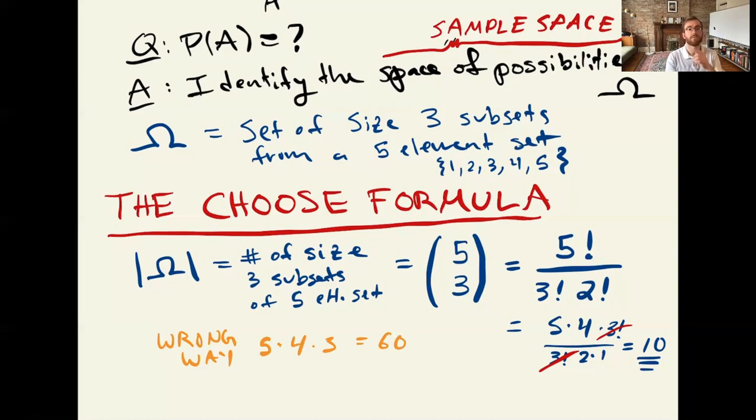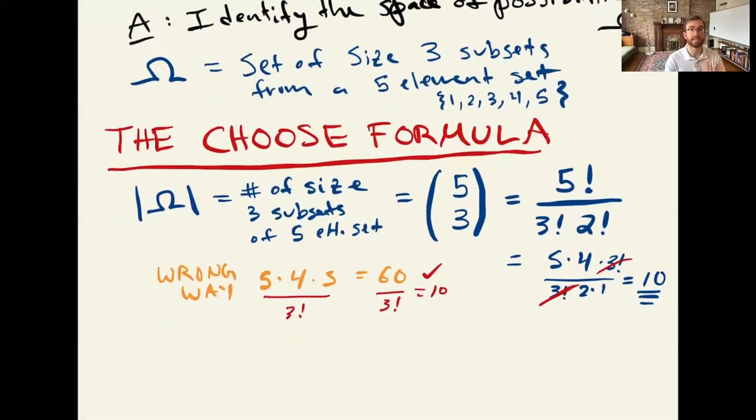Now, the reason why this is wrong is because I'm imposing an order. I'm thinking of there being the first object I've drawn, the second object I've drawn, the third object I've drawn. And so what I need to do is actually cancel out by the number of permutations. So there are 3 factorial, which equals 6 ways of permuting this. So if I want to fix the formula, I have to end up dividing by 3 factorial. And that gives me 10. So that's going to be the right way.